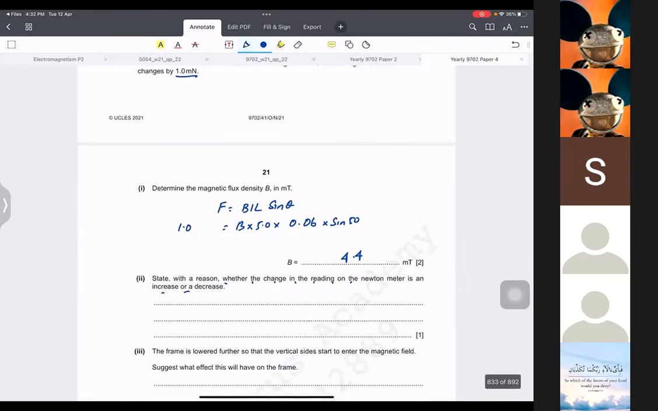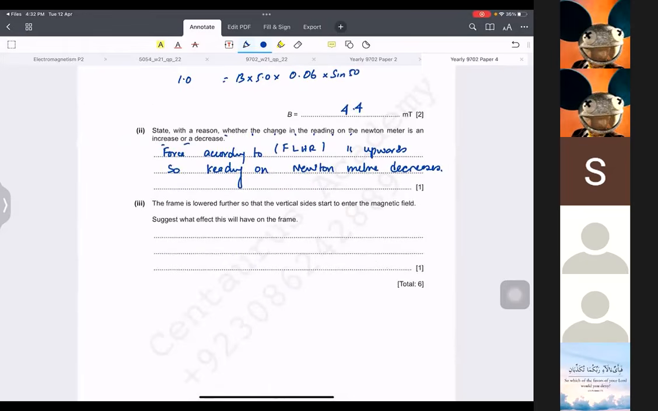So you can say force according to Fleming's left-hand rule. Please don't be like me, write the full form. Is upwards. So reading on Newton meter decreases.